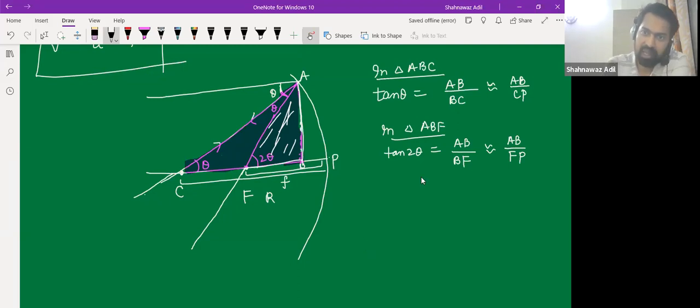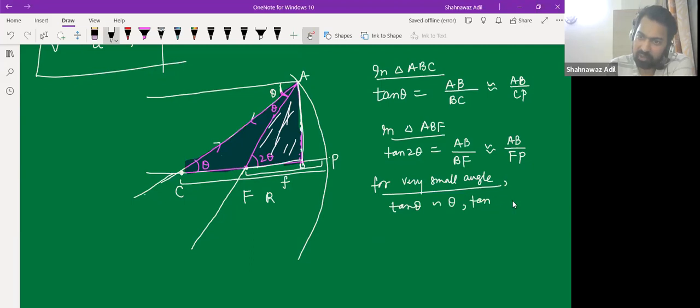Yes, sir. And for a very small angle, your tan theta is nearly theta. So similarly, tan 2 theta would be similar to 2 theta. So if we put back that value, theta would be AB by, let's say, CB, right? And your 2 theta would be AB by this FB.